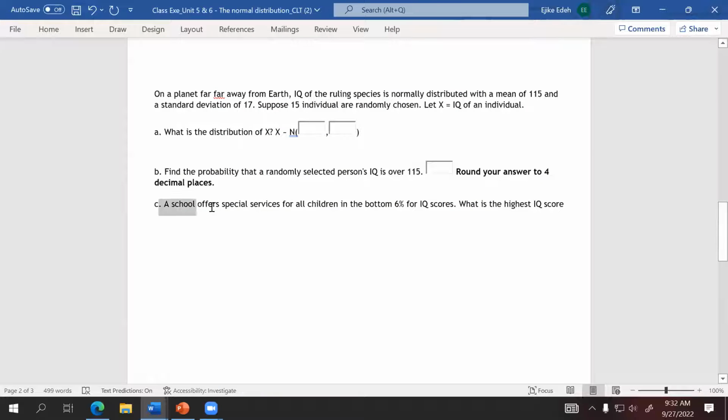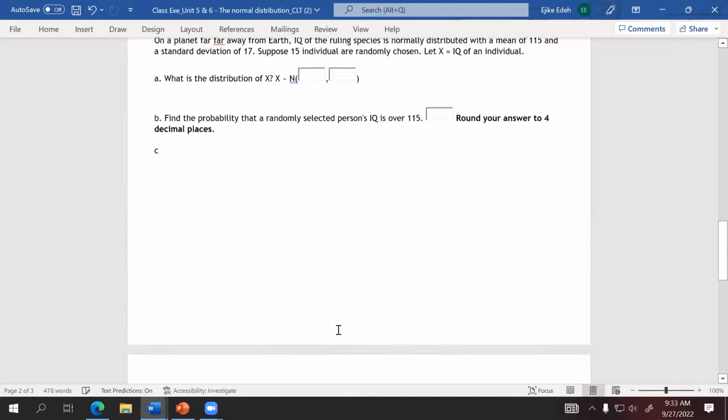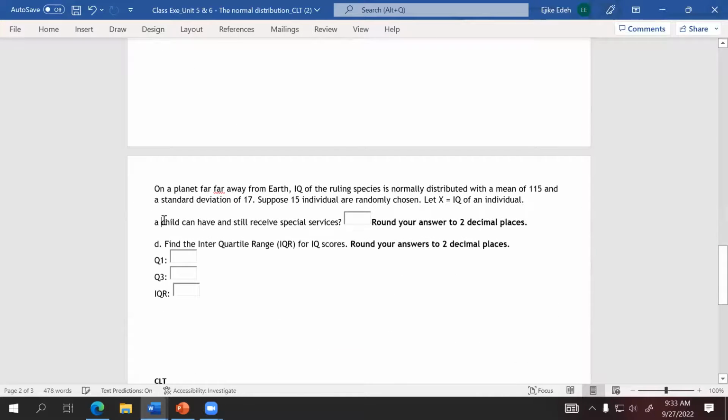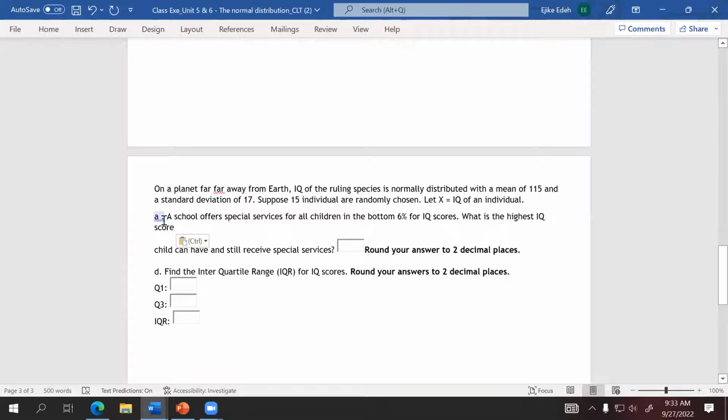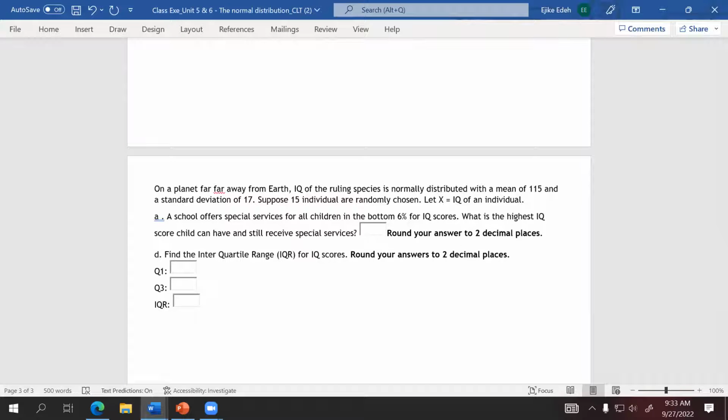So this is part of that. It was B that was solved, so let's paste this here to make that clear. The question is: a school offers special services for all children in the bottom 6%. What is the highest IQ score a child can have and still receive the services?